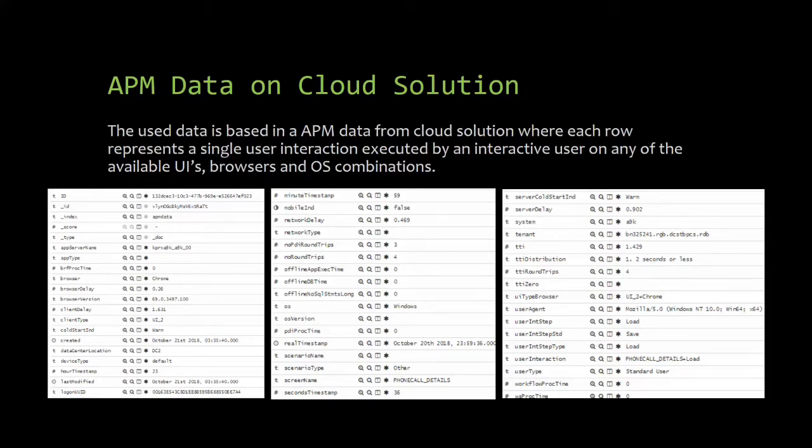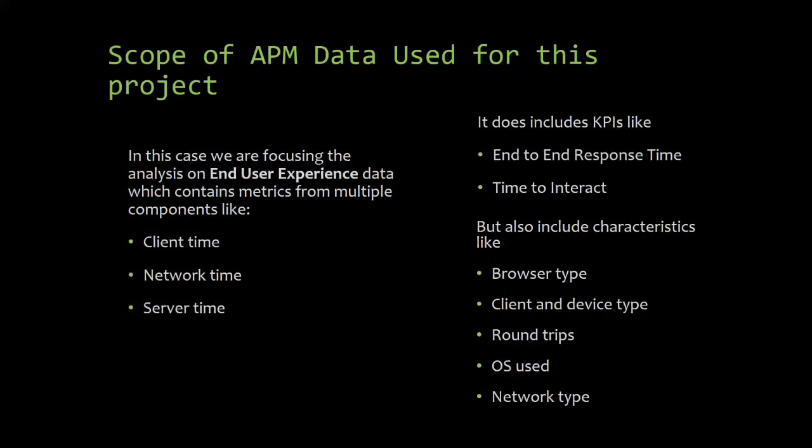Information like tenant, location, browser type, OS type, and different response times and client types is presented in this type of records. In this case, we are focusing the analysis on end user experience data, which contains metrics for multiple components like client time, network time, server time. It does include KPIs like end-to-end response time, time to interact, but it also includes characteristics like browser type, client and device type, number of round trips, OS used, network type, and tenant.